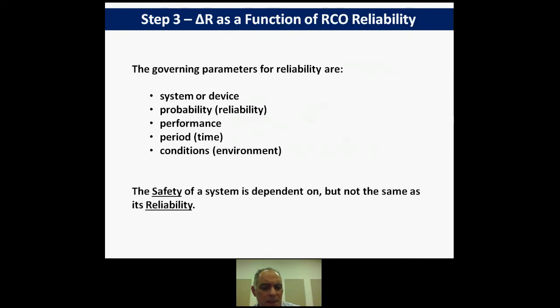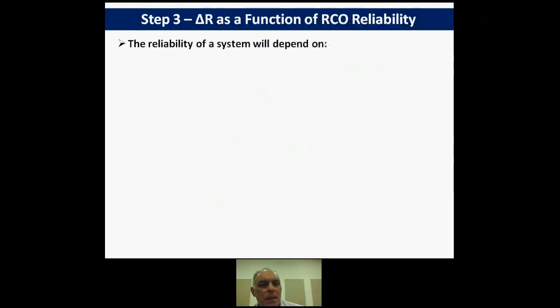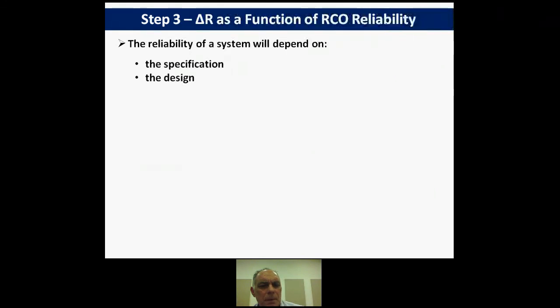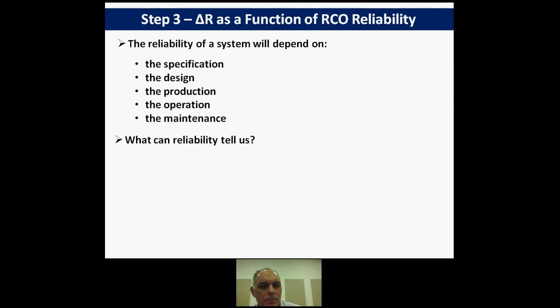The safety of a system is dependent on, but it's not the same as, reliability. This is more or less apparent, we know that. Safety is a function of reliability, but it's not the same thing. Now, as I said before, we have to look at the various stages. What makes a system reliable will depend on its specification, its design, its production, the way we operate it, and the way we maintain it.